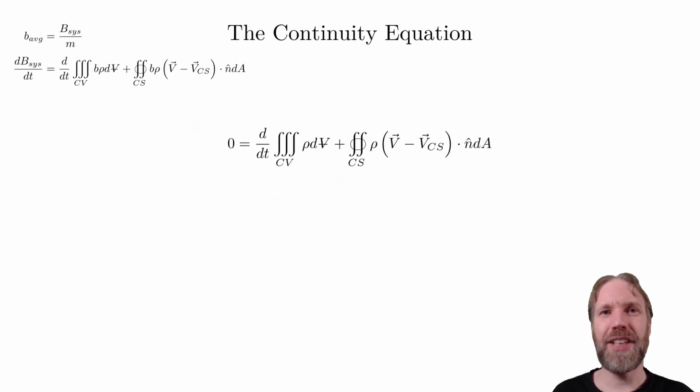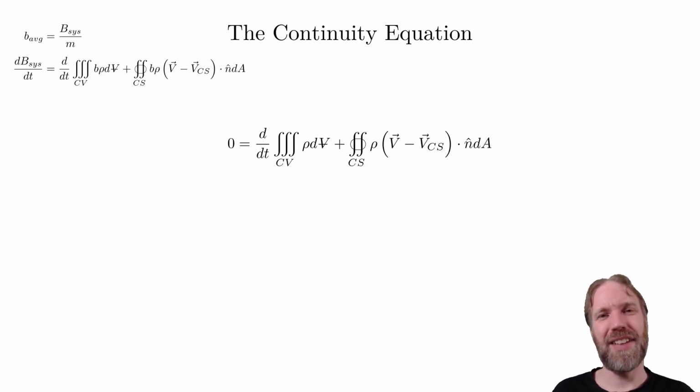Let's explain the individual terms of this equation. This term is the mass inside the control volume. The time derivative of it then becomes the change of mass in the control volume. The surface integral is the mass flow through the walls of the control volume. Therefore, the continuity equation states that the change of mass inside the control volume is equal to the flow of mass through its walls. The equation describes conservation of mass. We cannot create or destroy mass here.